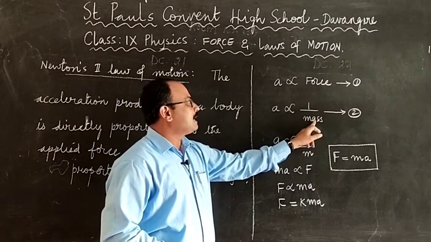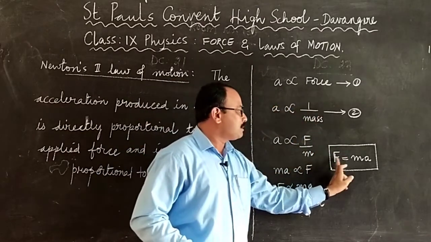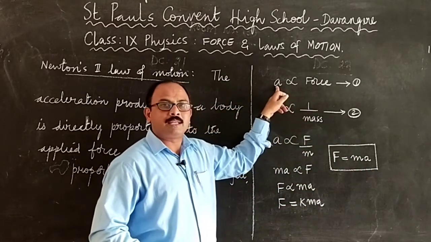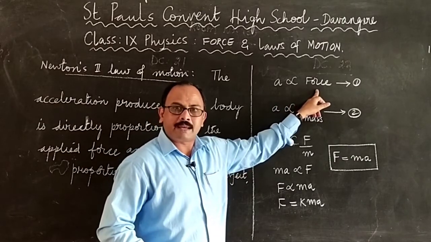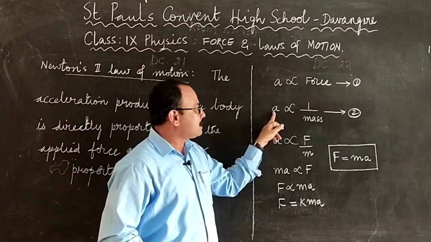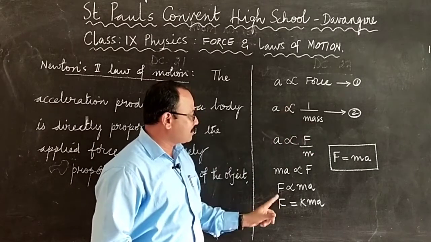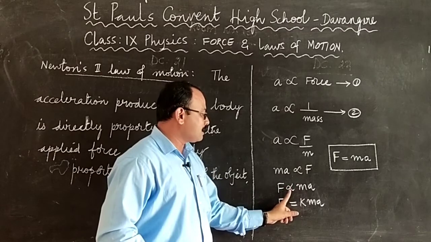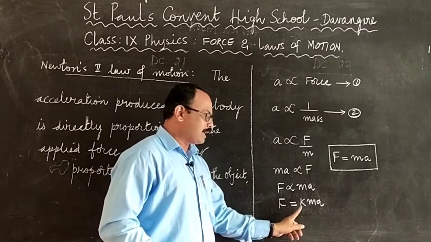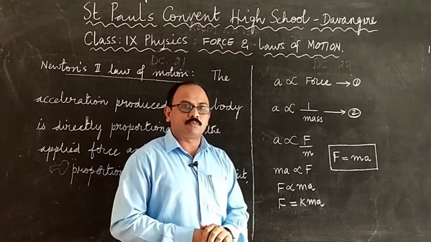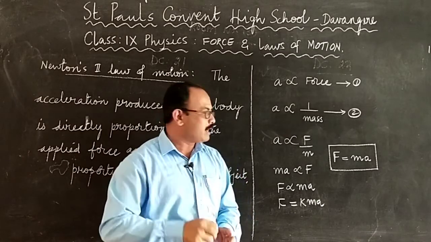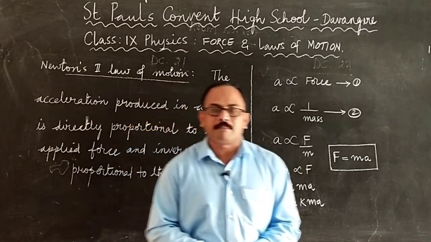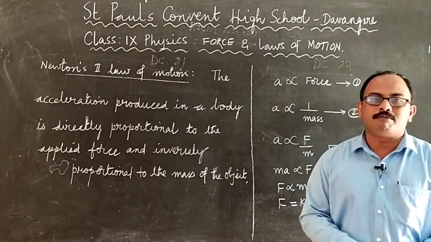This law gives the relationship between force, mass and acceleration. The acceleration produced in the body is directly proportional to the force applied and inversely proportional to mass. Combining these two, I have taken cross multiplication. The proportionality symbol is taken out, therefore K is placed. K is a constant whose value is 1. Therefore, F is equal to M into A. This is Newton's second law of motion, children.